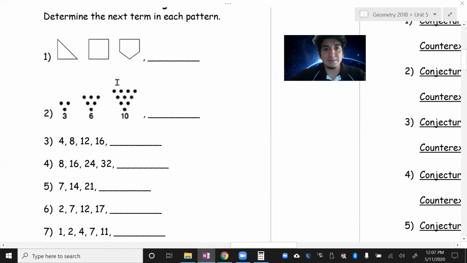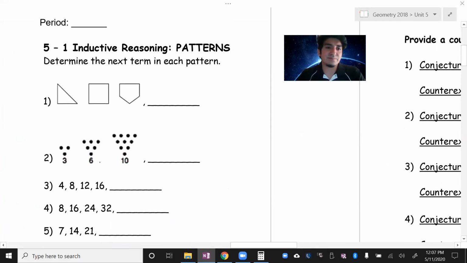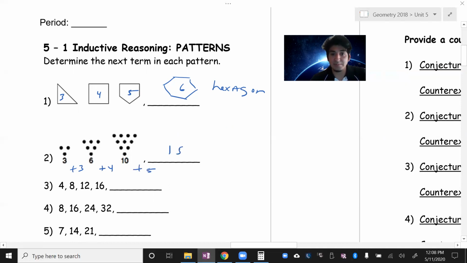Okay, if I work on number 1, I have a 3-sided shape, a 4-sided shape, a 5-sided shape. So what's my next shape? If you forgot, it's a hexagon. Just throwing it out there for you. For the next one, if we have 3, 6, and 10, then that'll be plus 3, plus 4, plus 5. So this will be 15.